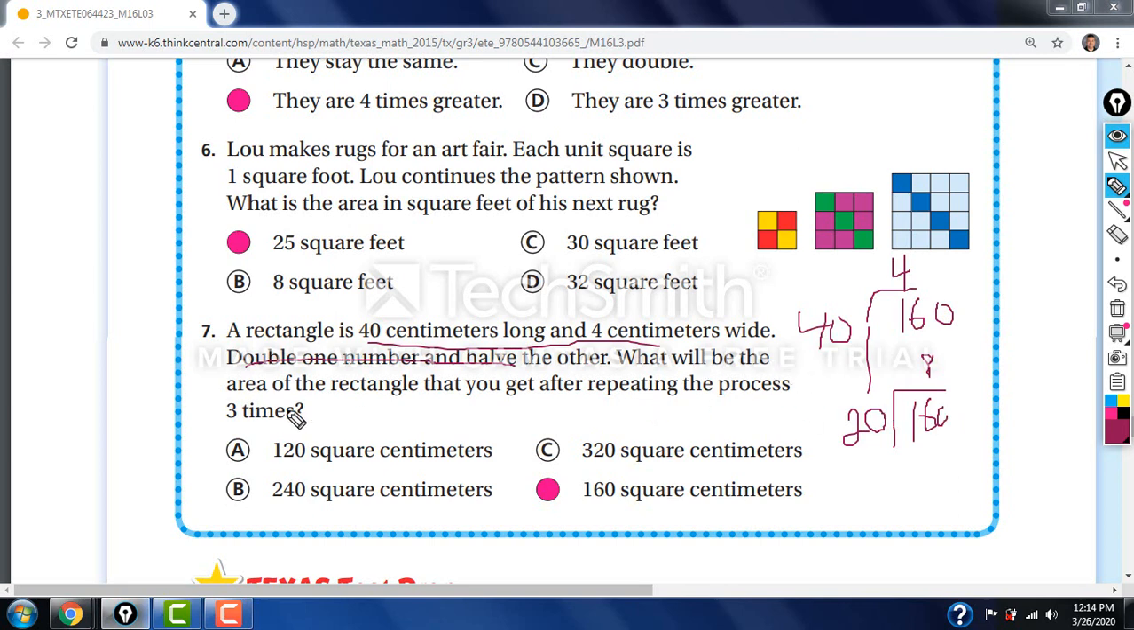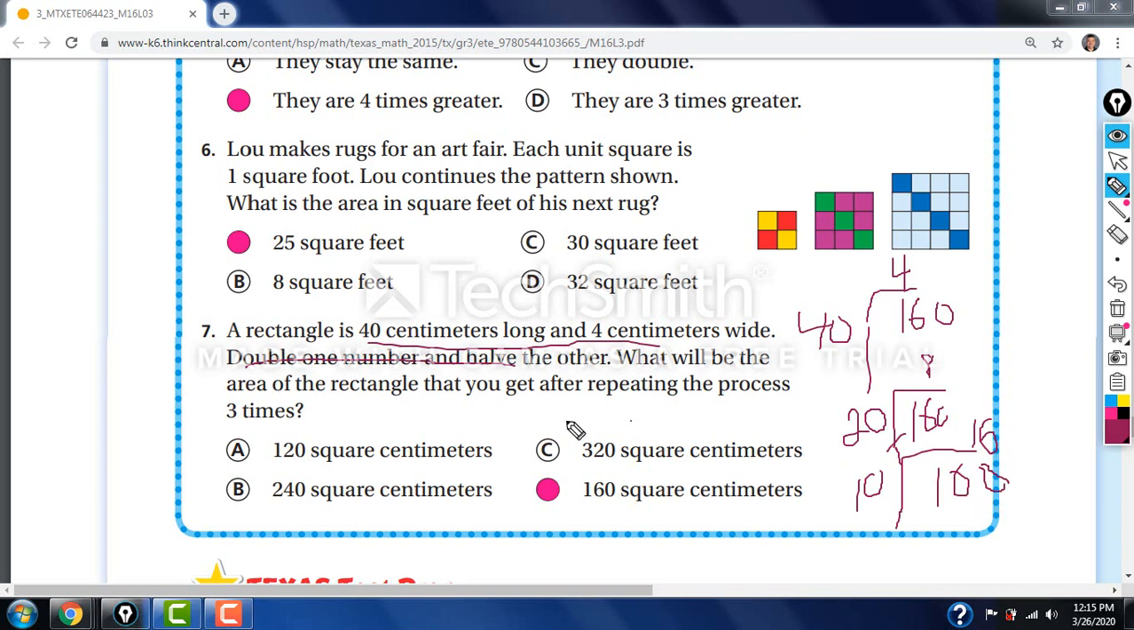What will be the area of the rectangle that you get after repeating the process 3 times? So I will do it again. So I did it once here, I did it twice here, now I'll do it again. And what was it that I did again? I doubled one number, and I halved the other. So which number will I double? I'm going to double the 8 here. So now I have 16. And I'm going to half the other. I'm going to half the 20. Half of 20, that's 10. Lo and behold, look at my area. My area, if I do it 3 times, is still 160.